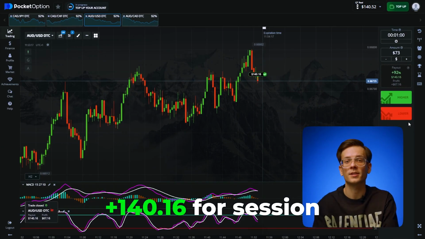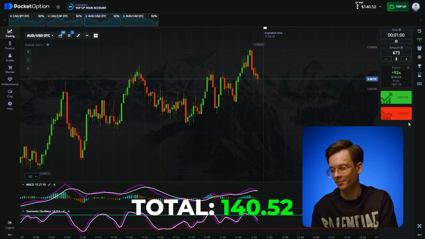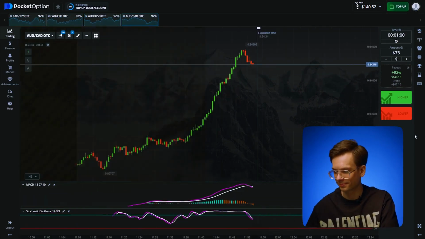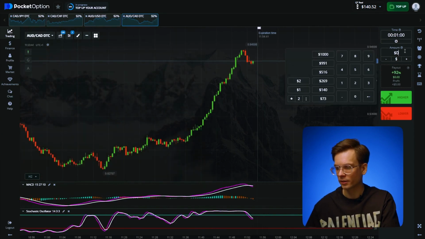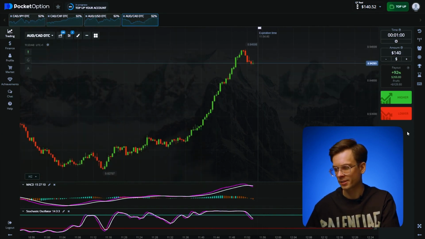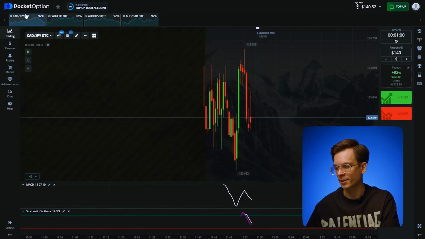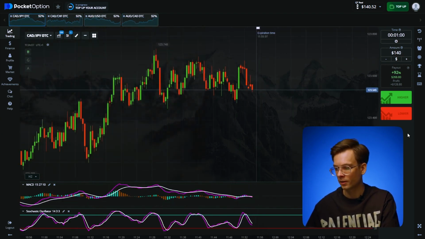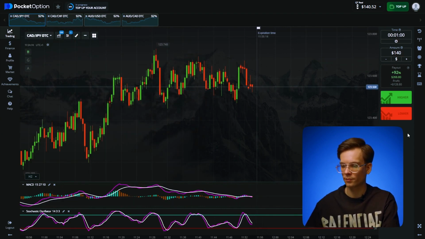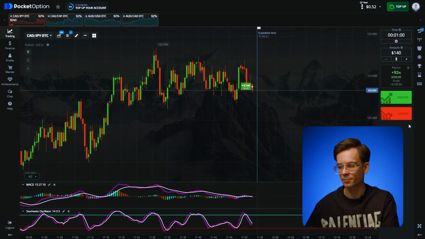Another great trade, things are looking up. Let's continue. The Australian and the Canadian are showing mixed signals on the chart. I'll skip it and head straight to the Canadian dollar and yen. Investing 140 for growth. Stochastic is almost touching the 30 mark and there's a significant bearish trend. It makes sense to expect a rebound.